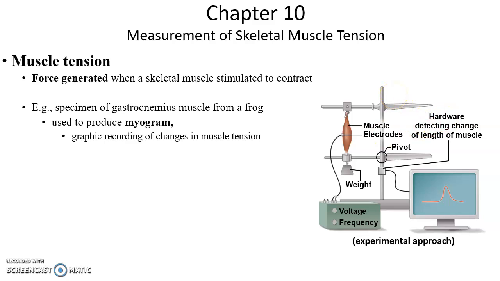So, muscle tension. Muscle tension is the force generated when a muscle is stimulated to contract. One way to look at that is to take a muscle from some organism, say the gastrocnemius from a frog, and attach it to rods and a weight. It's possible to apply voltage and then detect the amount of force generated by the muscle when it contracts. This can be used to produce a chart known as a myogram, graphically recording the changes in muscle tension when stimulated by a voltage.